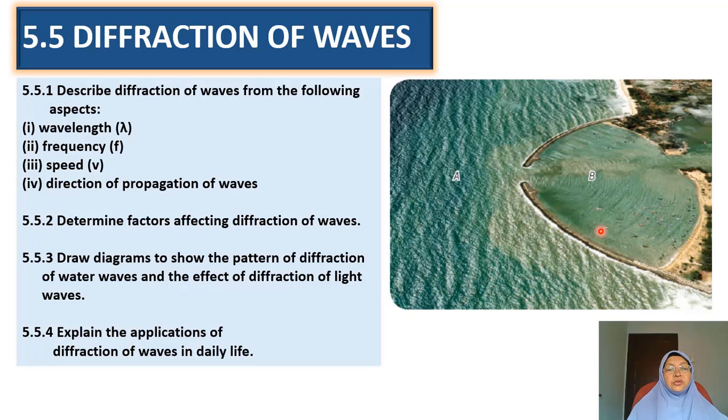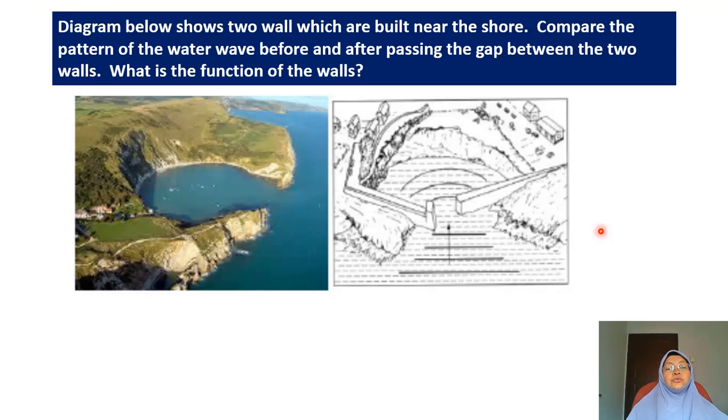Okay, in this topic, we are going to talk about three types of wave: the first one, water wave, light wave, and sound wave. Look at this beautiful picture. A diagram below shows two walls which are built near the shore. So this is the first wall, second wall. Compare the pattern of the water wave before and after passing the gap between the two walls. What is the function of the walls? This is the two walls that we are talking about just now. This is the wave from the sea, and here is the wave after it passed through the two walls, or what we call the gaps.